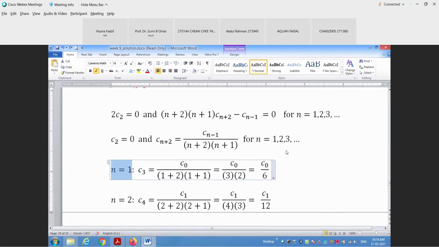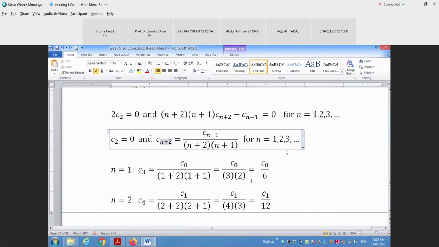When n equal to 1, that means 1 plus 2 is equal to C3. C3 equals C_{n-1}, 1 minus 1 will be C naught, over 1 plus 2, and then here 1 plus 1 will be what? 3 times 2.